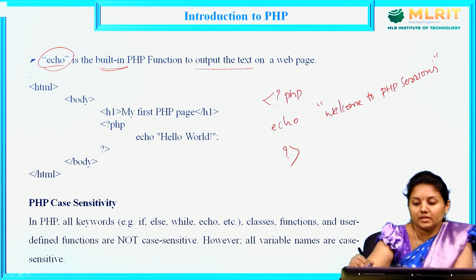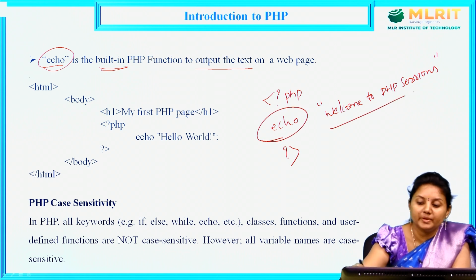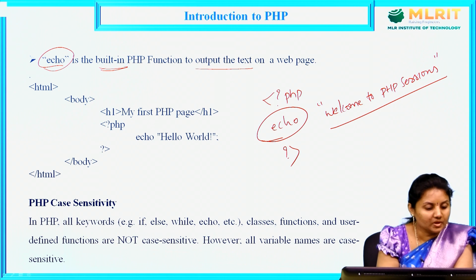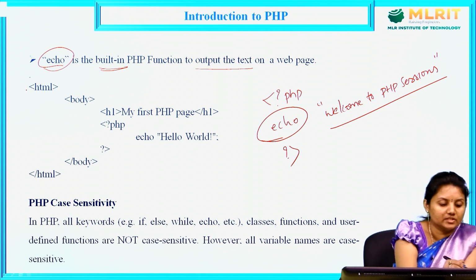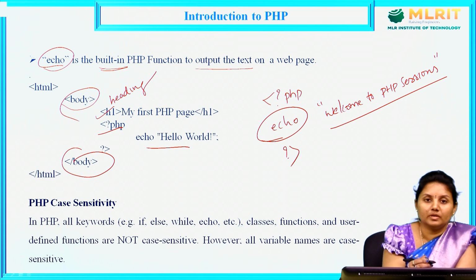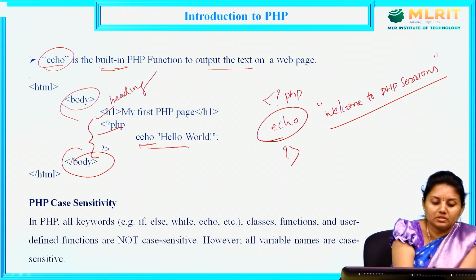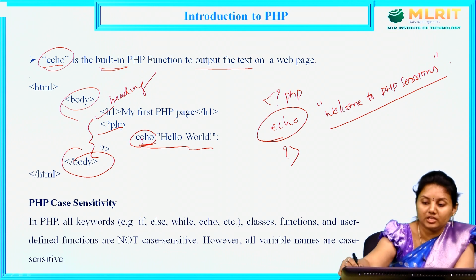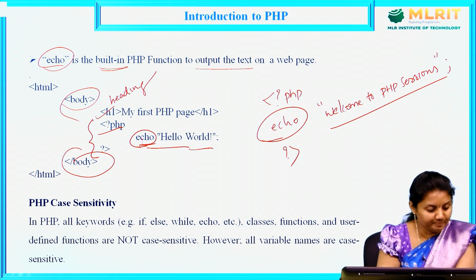So when I write like this, echo will print this statement on the output screen. Here we have given HTML, then the body part. Inside the body we are writing the h1 tag, which is the heading tag, and PHP echo. The PHP tags are used to print the statement hello world. And the statement should end with a semicolon.